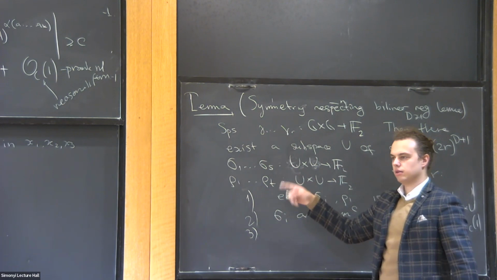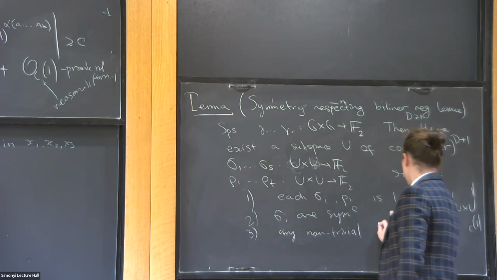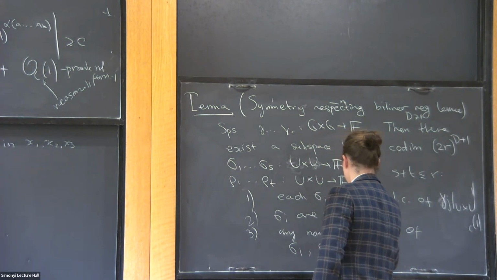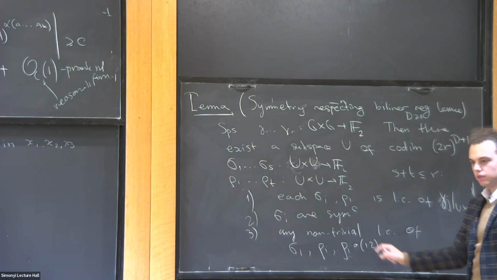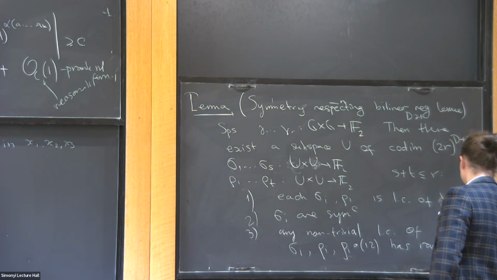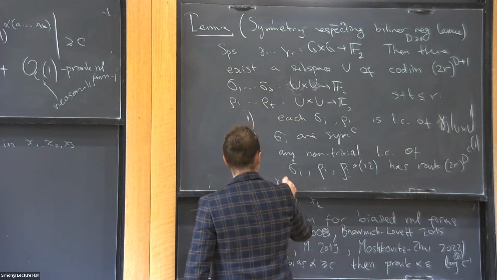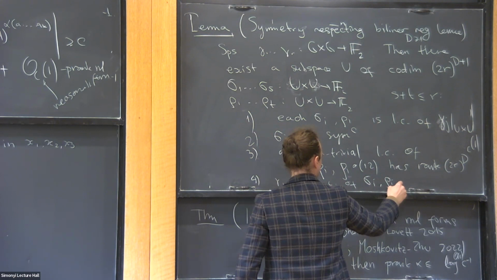So the exact condition is any non-trivial linear combination of sigma i and rho i with its variables swapped has large rank. I'm saying rank because these are bilinear forms, so this is matrix rank, right? So at least r to the d for technical reasons. And finally, one can express the original bilinear forms in terms of sigma i's and rho i's. Gamma i is a linear combination of sigma i, rho i, rho i with variables one and two swapped as well.